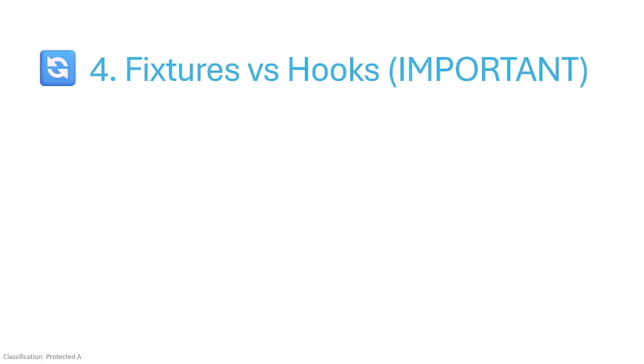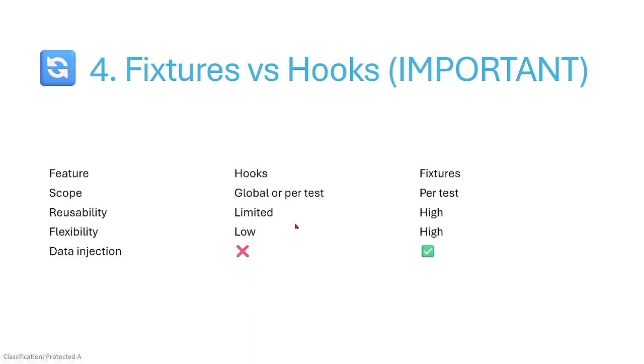Fixtures and hooks. Here is a feature comparison of the hook and the fixture. Scope: global for hooks, per test for fixtures. Reusability: limited for hooks, high for fixtures. Flexibility: no for hooks, high for fixtures. Data injection: no for hooks, yes for fixtures.